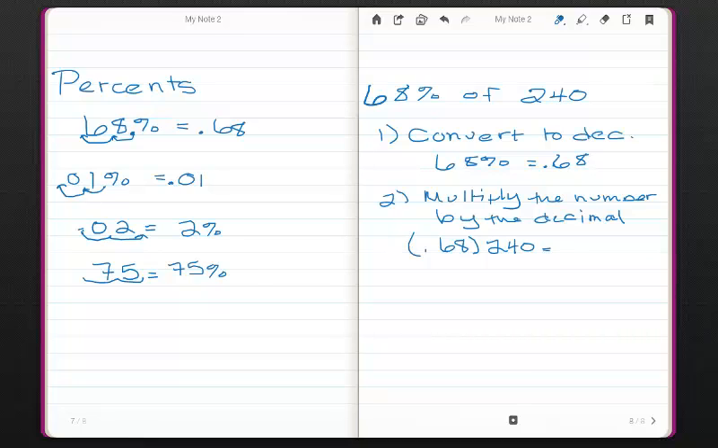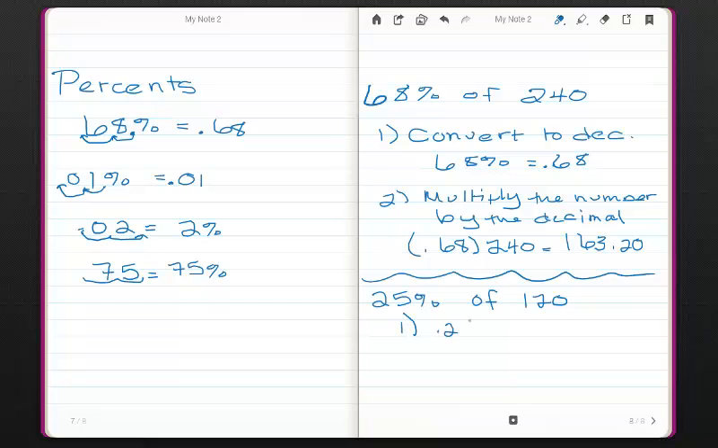And now you can determine this using your calculator. So don't forget the decimal place. 0.68 times 240 should give you 163.2. Let's try another example like this. Let's determine 25% of 120. So step 1, convert to a decimal, so 0.25. Step 2, multiply the decimal by the number. So 0.25 times 120 gives us 30.